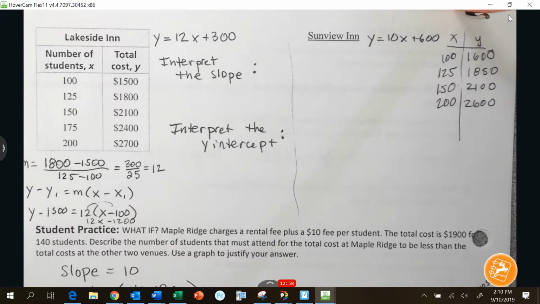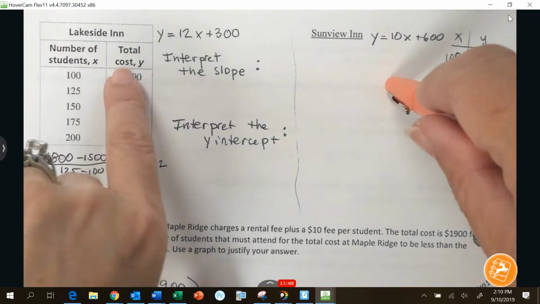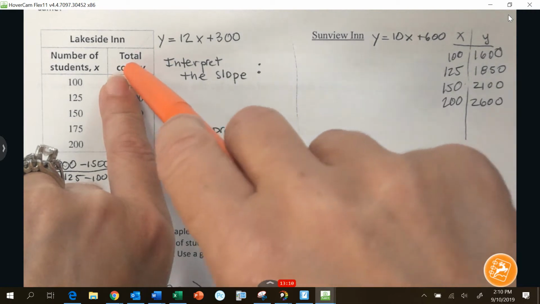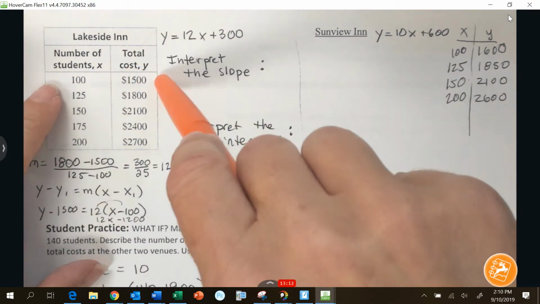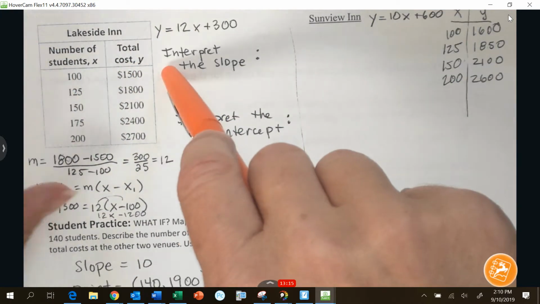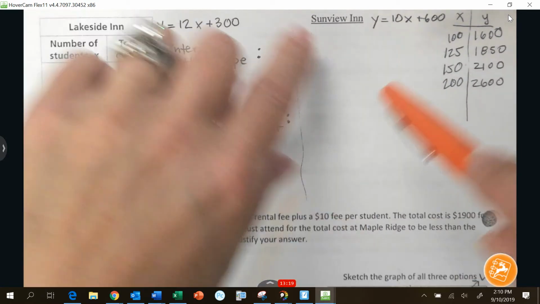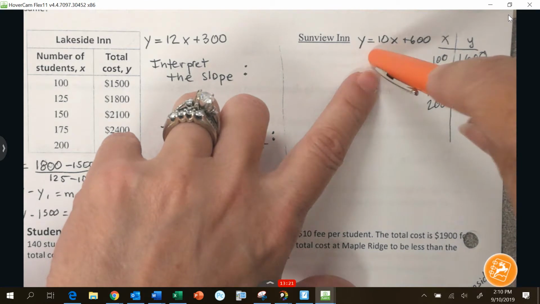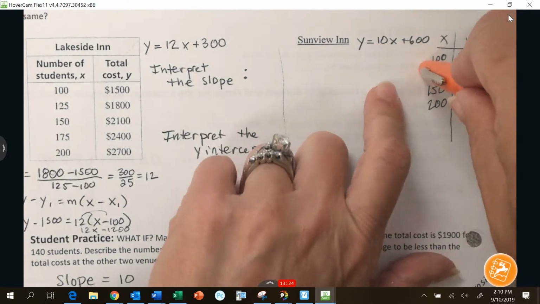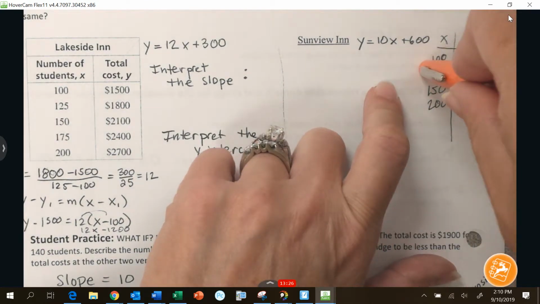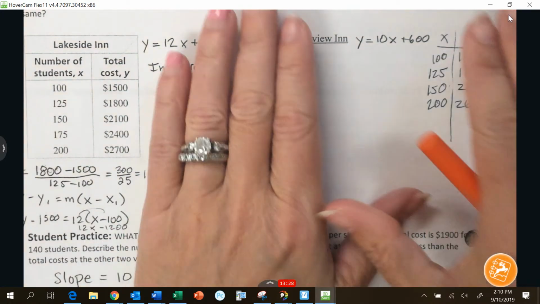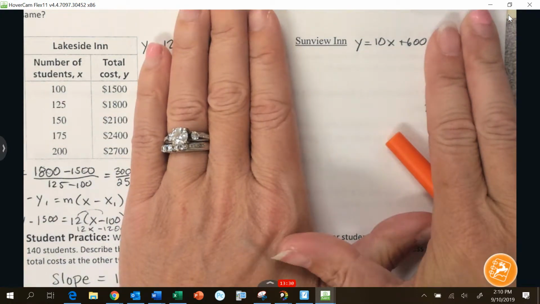If you guys are on the prom committee and you're trying to find a place to host prom, and Savannah Center was booked, so we're going to look at other places. There are two options that you found information about. There was the Lakeside Inn, where they gave you a breakdown: if you have this many students, it costs this much, or this many students cost this much. And then you went to the Sunview Inn, and they're like, here's our mathematical equation of how we calculate how much it costs by the number of students. But you're like, oh no, I can't compare numbers to equations.